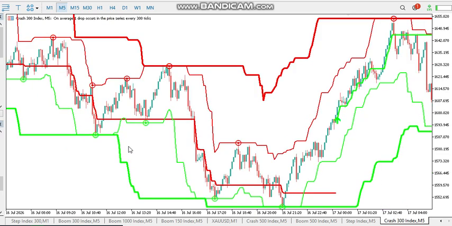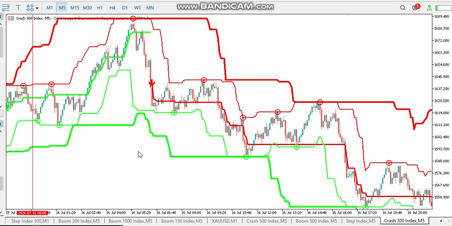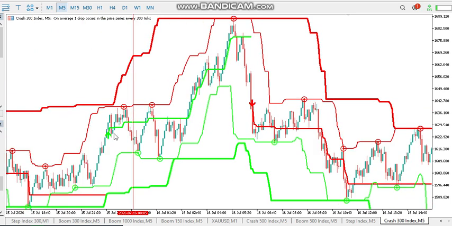So let's check for more and see how perfect this indicator has proved itself. You can see we have another one here, which is a buy opportunity at this particular moment, and we can see that the buy opportunity goes on a massive uptrend up to this particular moment.